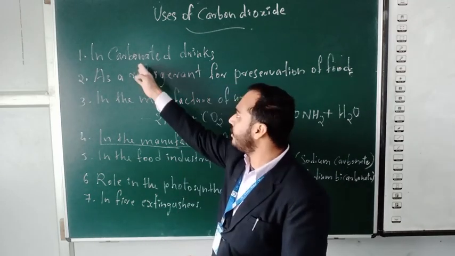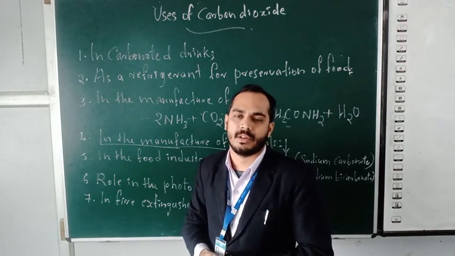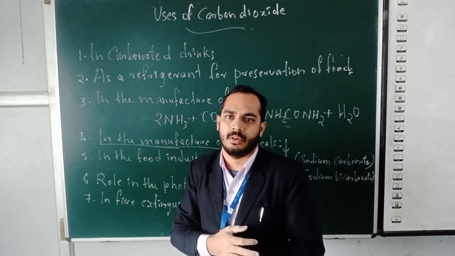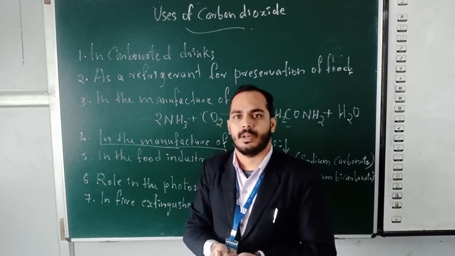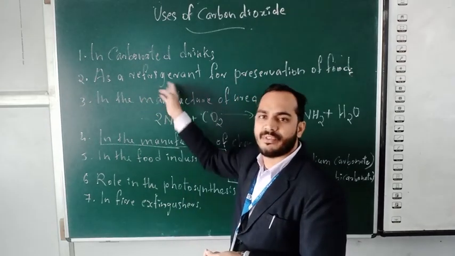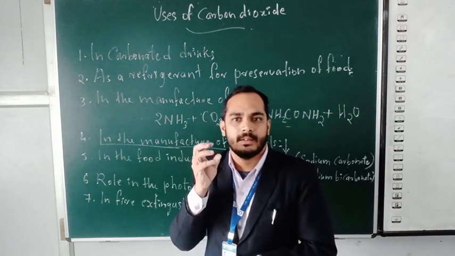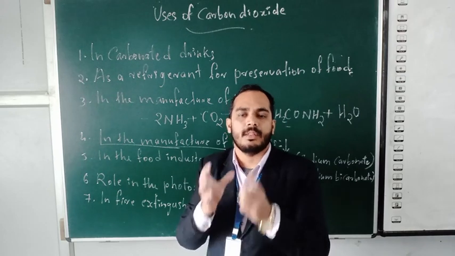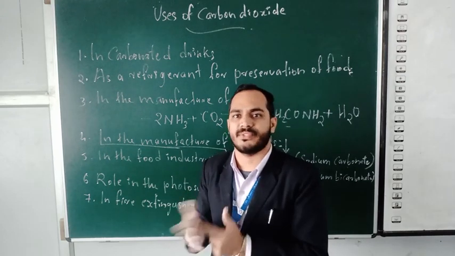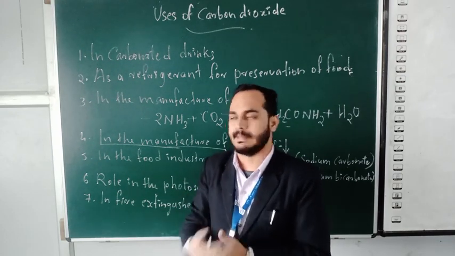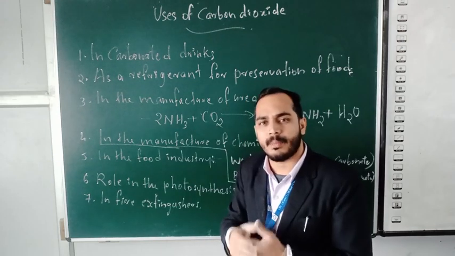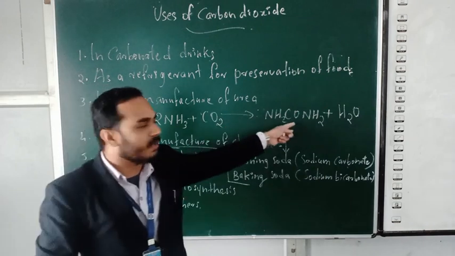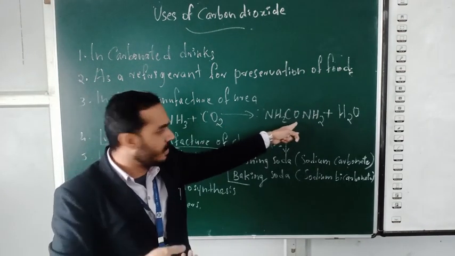Very simple. The first one, carbonated drinks. Carbonated drinks means carbon dioxide is soluble in water. And next one is using it as a refrigerant. Solid carbon dioxide is very cold, so it helps the food items to be preserved for more days. Next one, carbon dioxide helps in manufacturing urea. The chemical formula of urea is already given here.